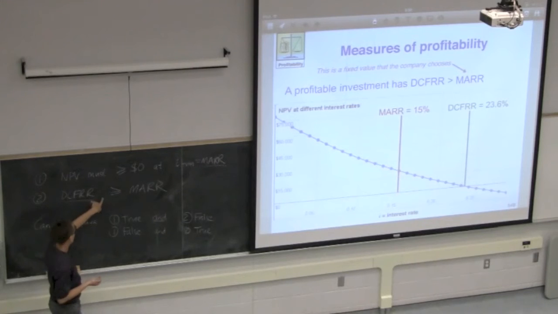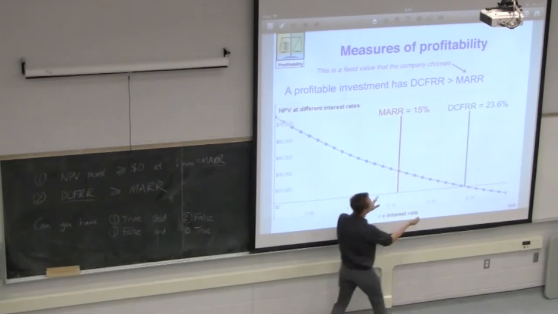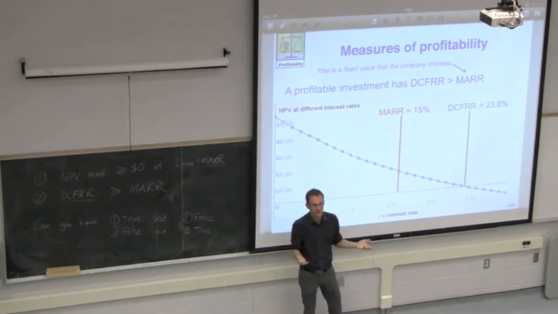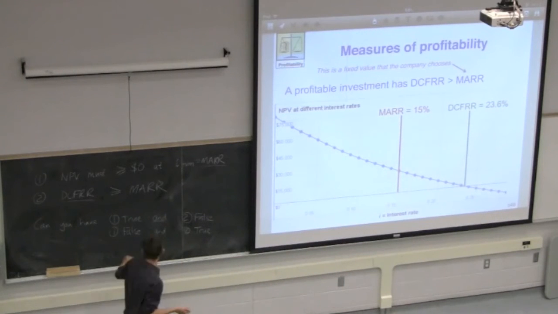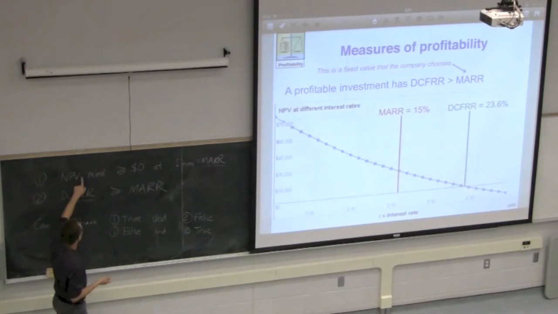DCFRR is smaller than MARR. So DCFRR now is smaller than MARR, but still has a positive NPV. No way. That's just physically impossible. A DCFRR, the moment it's smaller than MARR, implies your NPV is negative. So you can never have a positive NPV and DCFRR smaller than MARR. That situation just physically doesn't exist. It's not possible. Can you have the first case? A positive NPV, but DCFRR smaller than MARR.